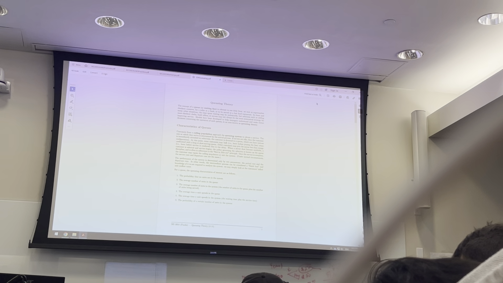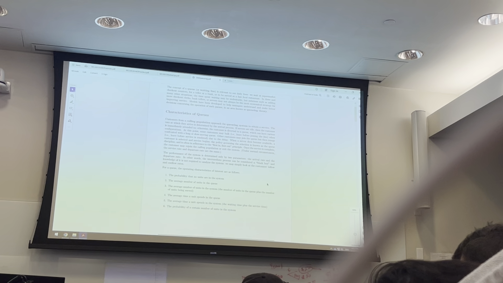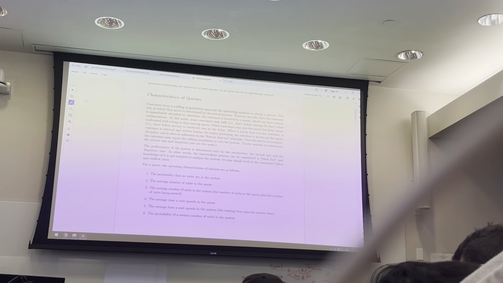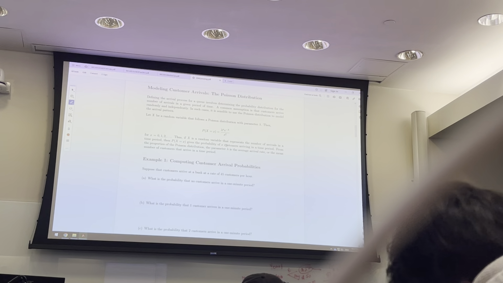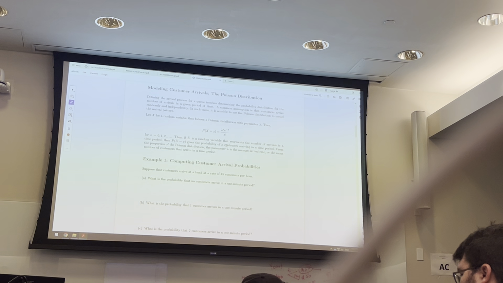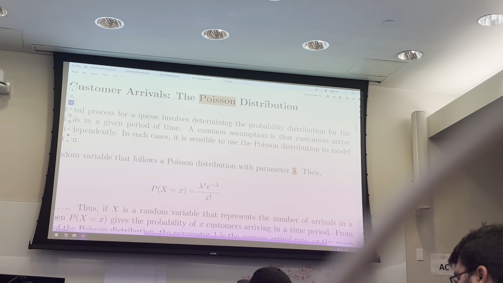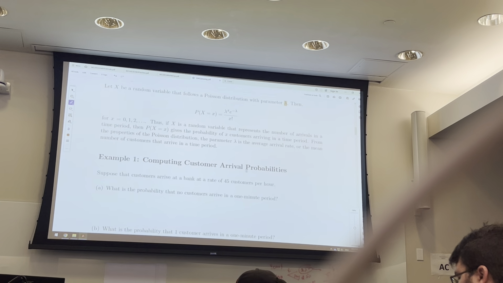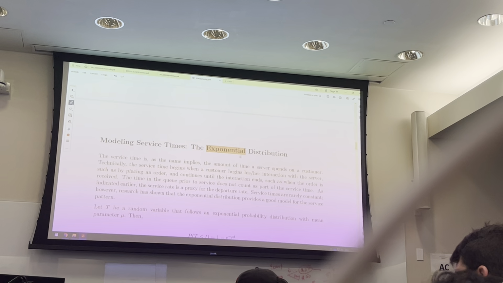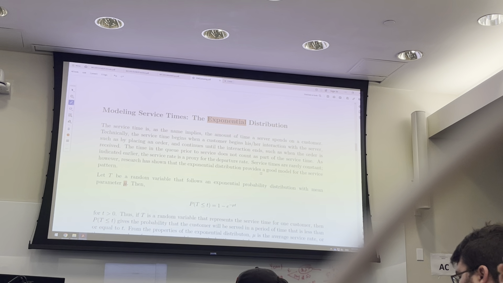Of course, when we did queuing theory, waiting line models, there were a couple of things we talked about. The first thing we did was talk about the probability distribution for the arrival process and the service process. Remember, the arrival process follows a Poisson distribution. Lambda is your average rate of arrival. And then the service process follows an exponential distribution, and your parameter mu is your average service time.